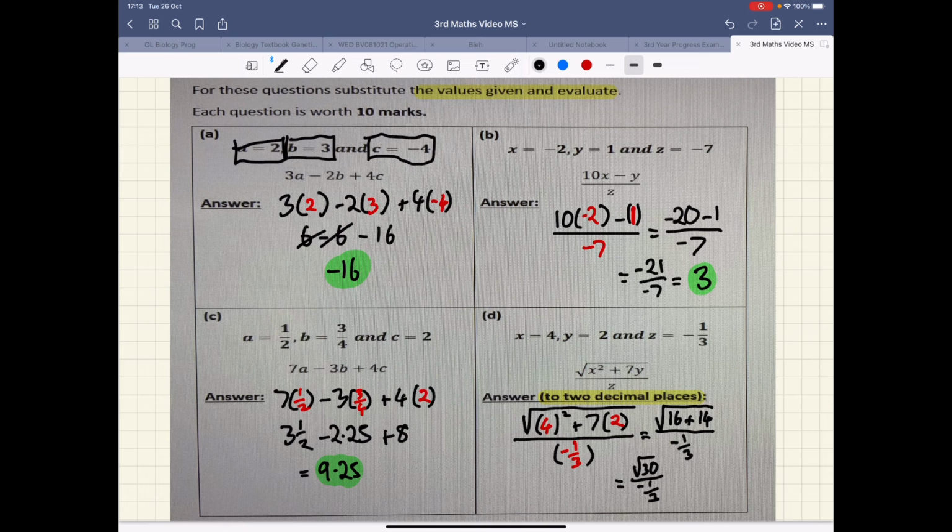So it's going to be the square root of 30 divided by -1/3, which is equal to, you get an awful looking number, minus 16.43167673, but you only need the 2 decimal places, which is going to equal minus 16.43. And that was the final answer to that one there.